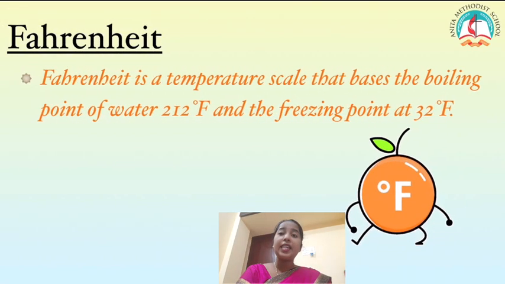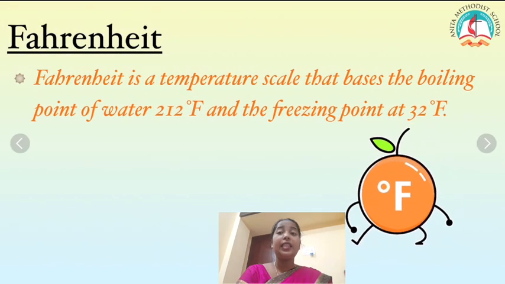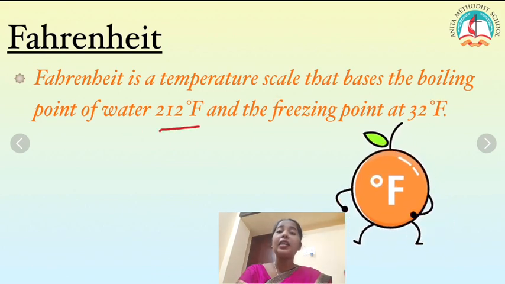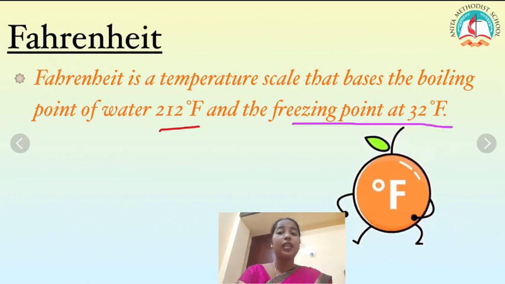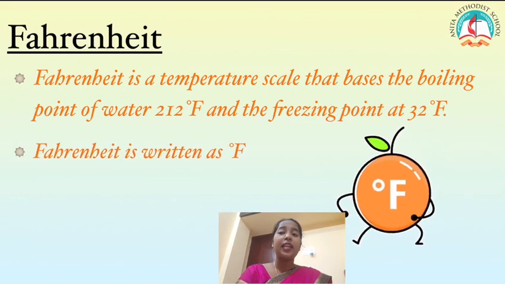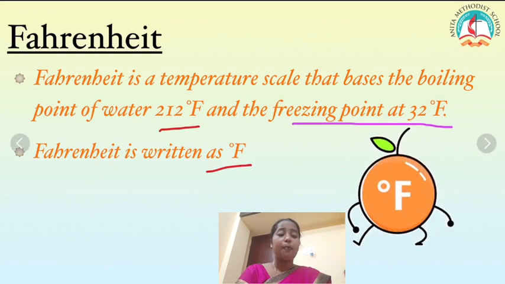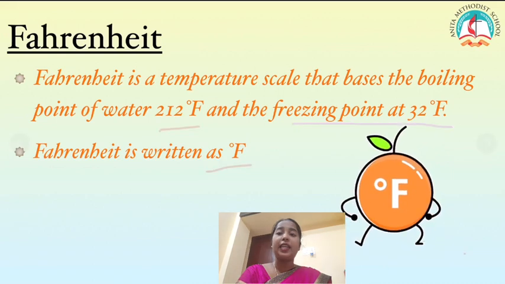Fahrenheit. Fahrenheit is a temperature scale that bases the boiling point of water at 212 degrees Fahrenheit and the freezing point at 32 degrees Fahrenheit. This is written as degree Fahrenheit, that is degree F. For an example, 25 degrees Fahrenheit.